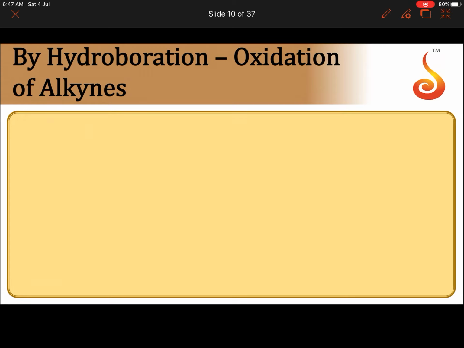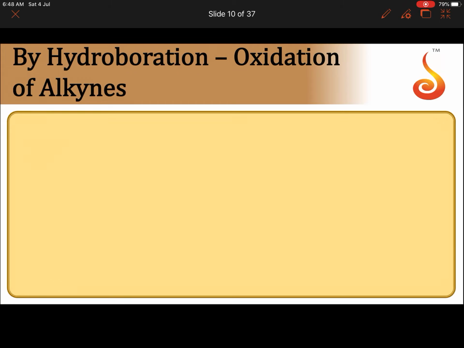Whereas unsymmetrical non-terminal alkynes. What are unsymmetrical alkynes here? Having different numbers of carbon atoms on either side of the triple bond. Unsymmetrical non-terminal alkynes on hydroboration oxidation give two ketones, a mixture of two ketones in which the methyl ketone predominates. Now let us learn with one example.